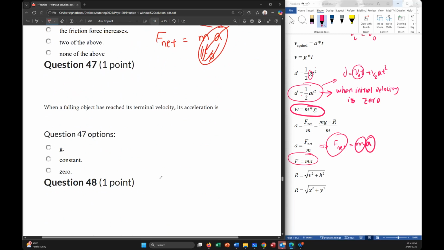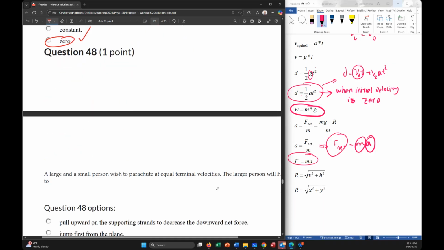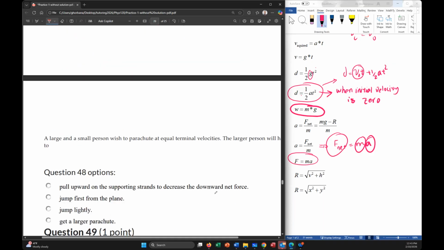47. When a falling object has reached its terminal velocity, its acceleration is, there you go, 0, yes? Terminal velocity means that the force of gravity and the drag force become equal to each other. They cancel each other, so the net force is 0. When the net force is 0, it means that the acceleration is 0. Okay, so the right answer is 0. What is 48?